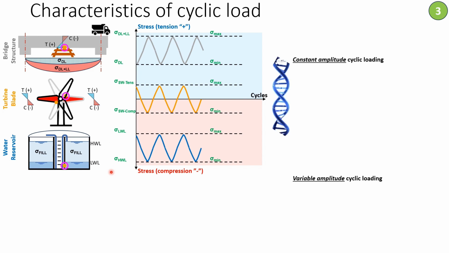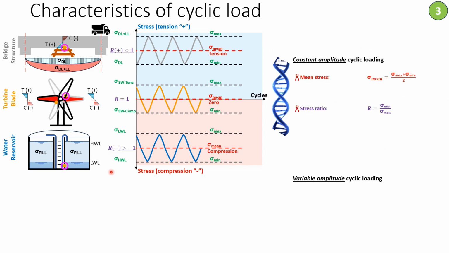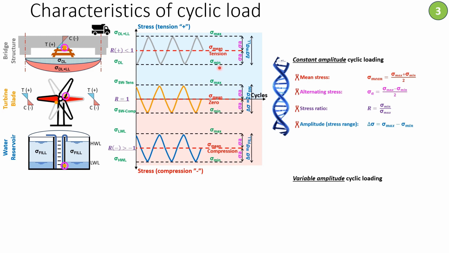Okay, so what are the characteristics of constant amplitude cyclic loading? The first one is the mean stress, which is the average between the maximum and minimum stresses. Second is the stress ratio, which is the ratio of the lower part of the curve to the upper part of the curve. Then the amplitude, which is the difference between the maximum and minimum stresses. And finally, the alternating stress, which is half of the amplitude.